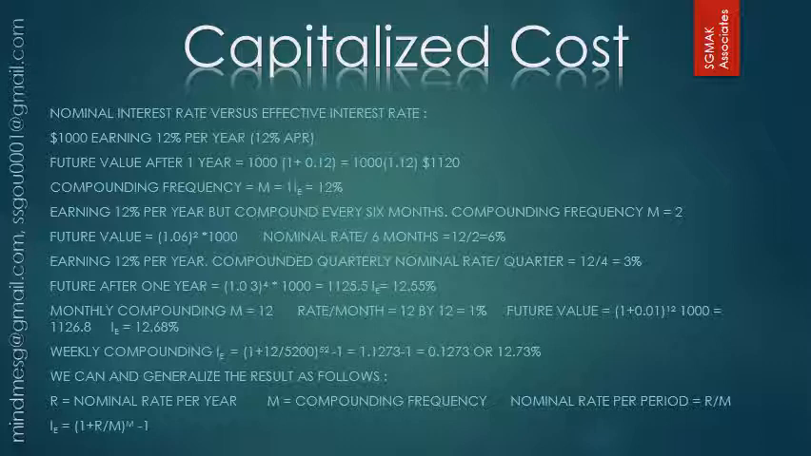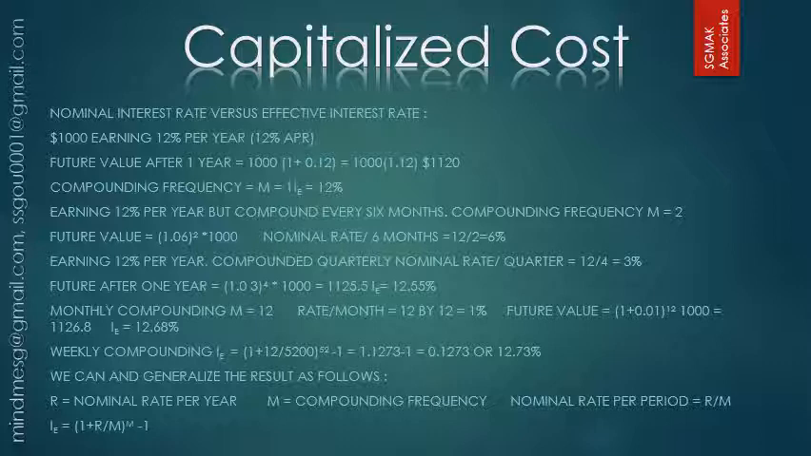Now, if you are using 12% per year and compounded quarterly, the rate per quarter is 3%, and your effective rate after 1 year becomes 12.55%. Now it is 1.03 because there are 4 quarters, raised to the power 4, 3% per quarter. Following the same logic, if I have a compounding frequency of 12, that means my rate per month is 1%, and I have 12 compounding periods, then future value of $1,000 becomes $1,126.8 after 1 year. So effective interest rate is 12.68%.